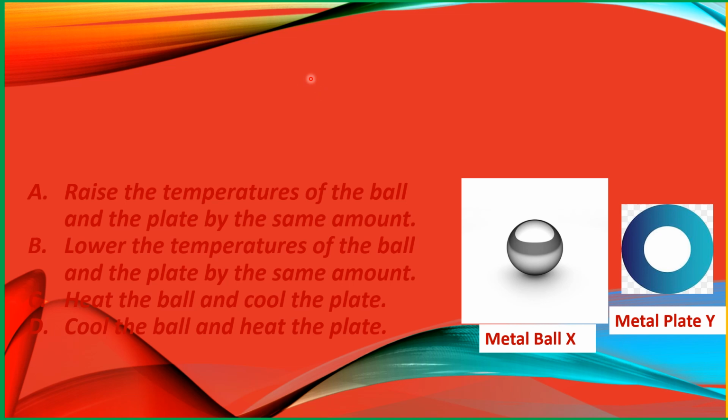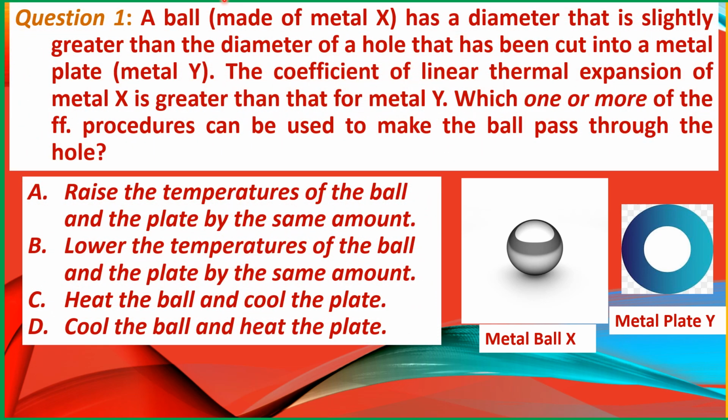The first question, question number 1. A ball made of metal X has a diameter that is slightly greater than the diameter of a hole that has been cut into a metal plate made of metal Y. The coefficient of linear thermal expansion of metal X is greater than that for metal Y. Question is, which one or more of the given procedures can be used to make the ball pass through the hole?